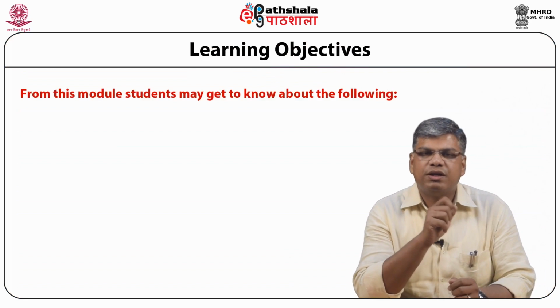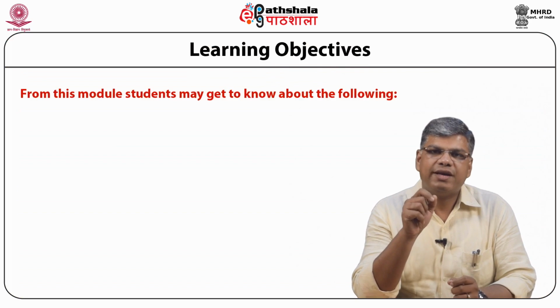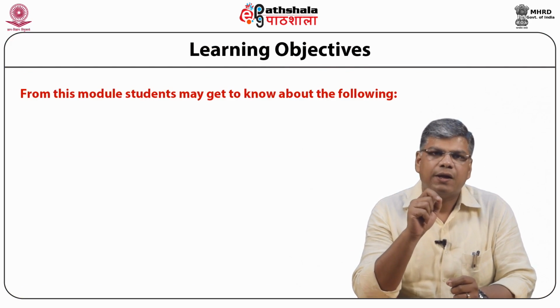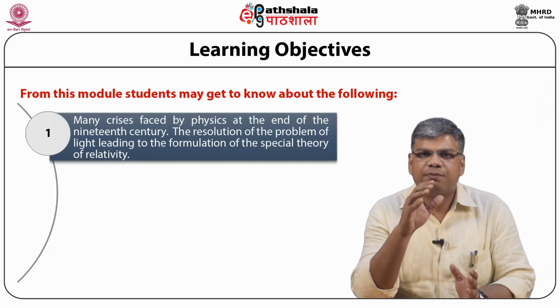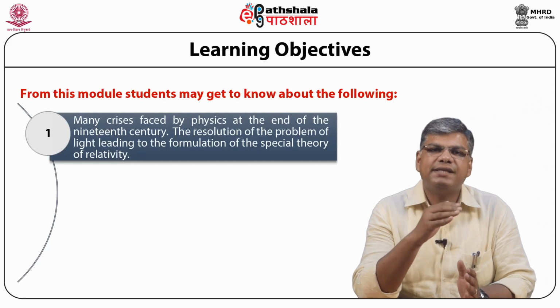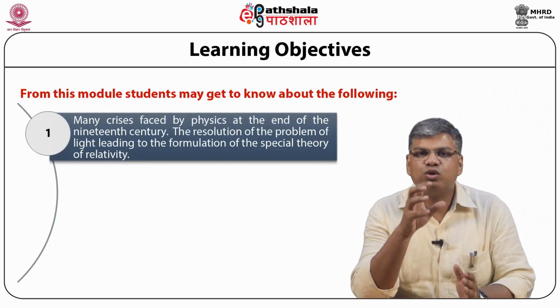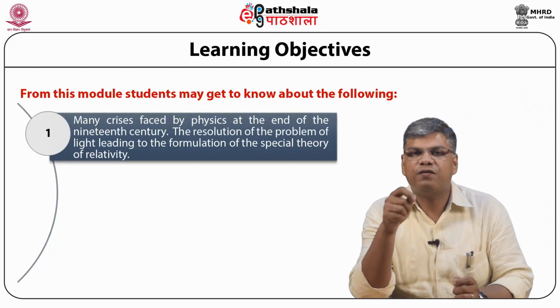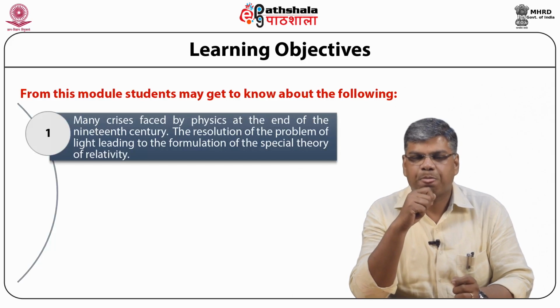Today we are going to discuss the module The Theory of Relativity 1 from the paper Electromagnetic Theory. From this module, what you will really get to know is the following. 1. Many crises were faced by physics at the end of the 19th century. The resolution of the problems of light leading to the formulation of the special theory of relativity.